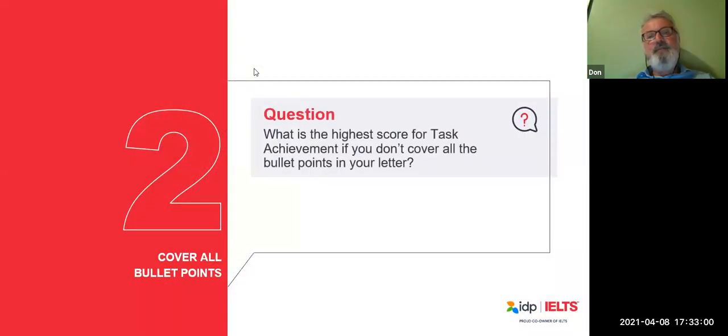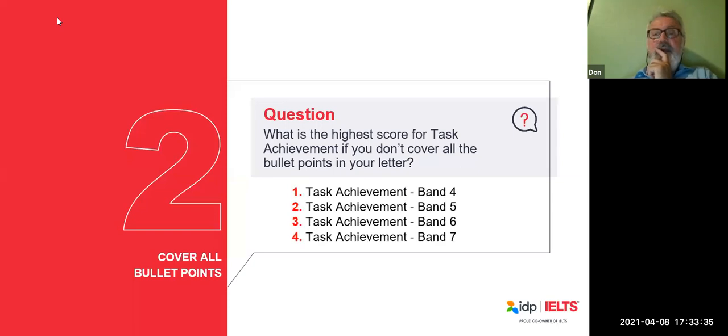Now, this person writes their letter, and very importantly, they are able to cover all of the bullet points. Now, what would happen if they forgot one of those points? Remember the points? What are the problems with public transport? What is the effect of these problems? What are the solutions? Maybe they forgot to talk about the effect of these problems. That would be a big mistake. We'll come back to that in a minute. Is it a band 4 that they would get, a 5, a 6, or a 7 for the first criterion?